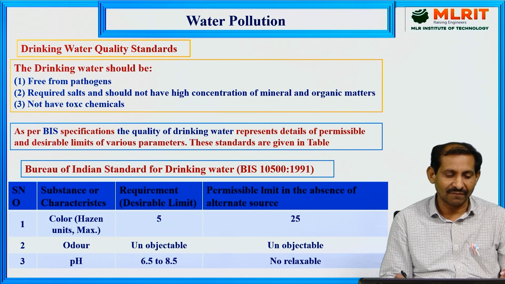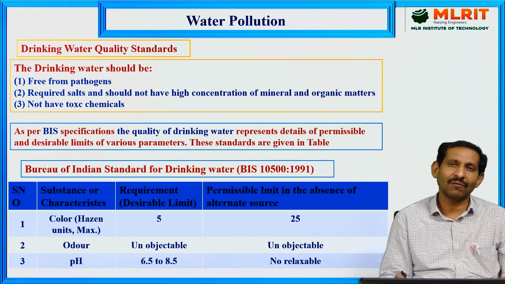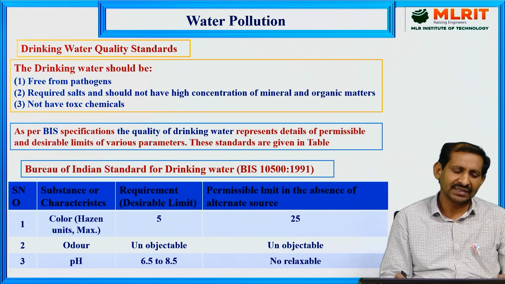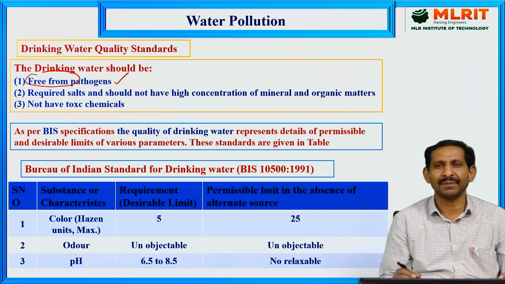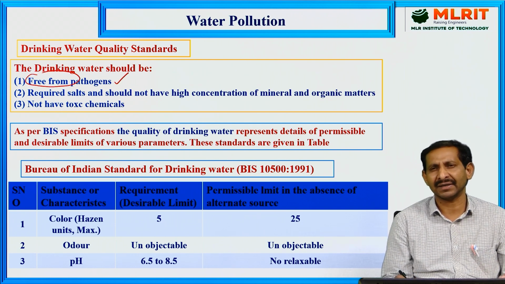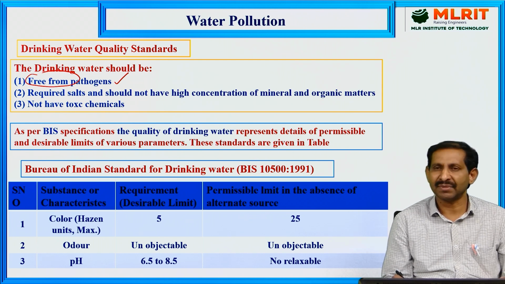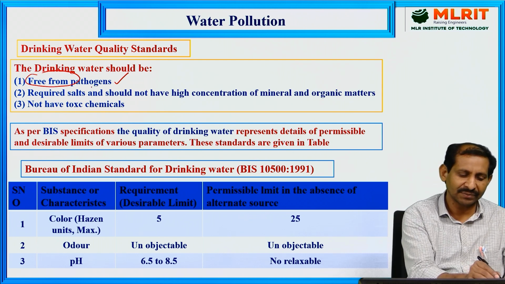Now coming to water pollution: what are the quality parameters and the quality standards used? Drinking water must be free from pathogens. If pathogens like bacteria, algae and fungi are present, a lot of plants and animals will be affected. So the water must be free from pathogens.